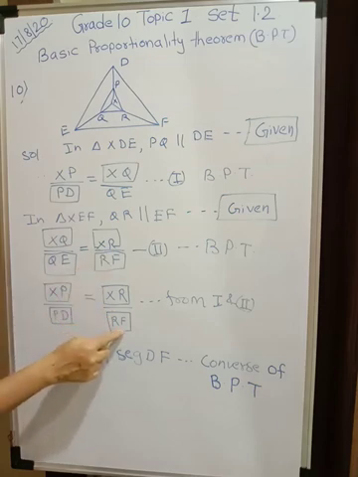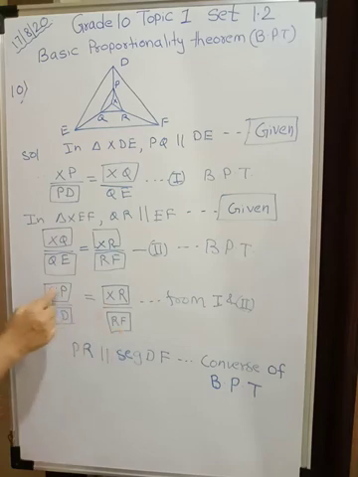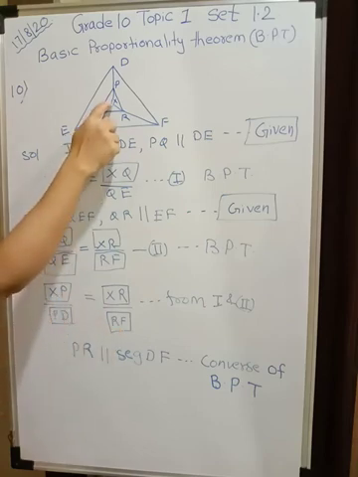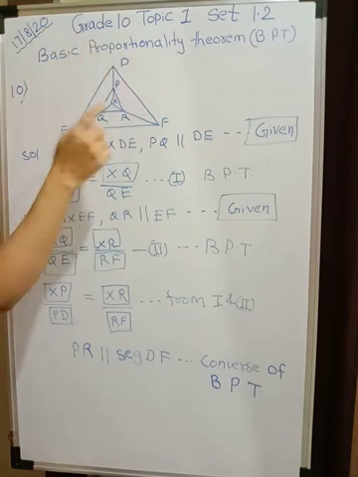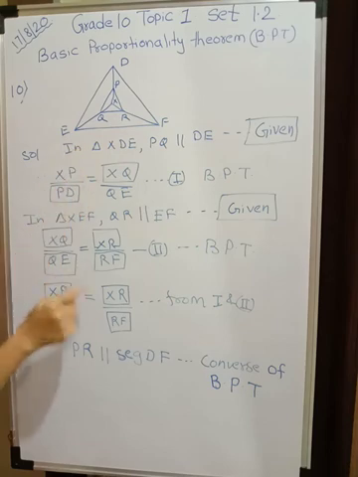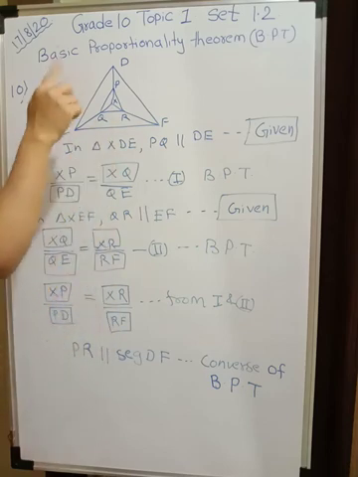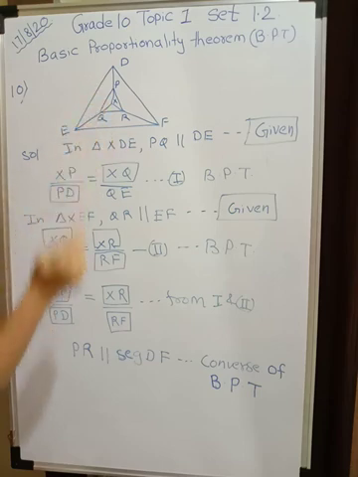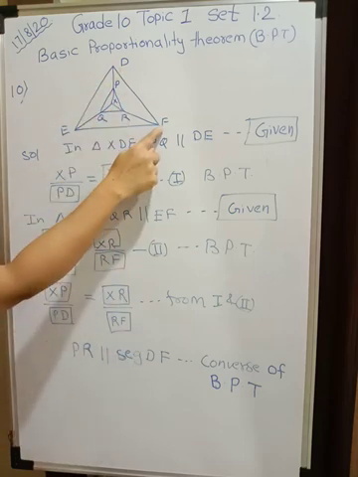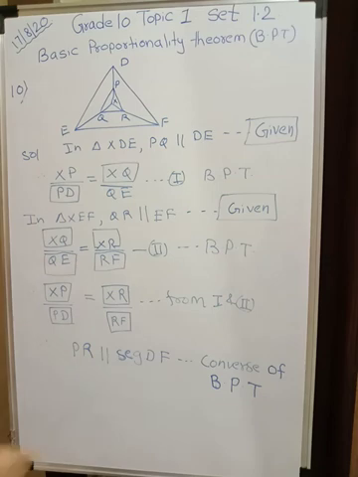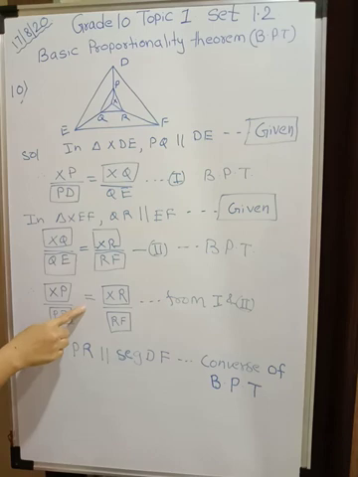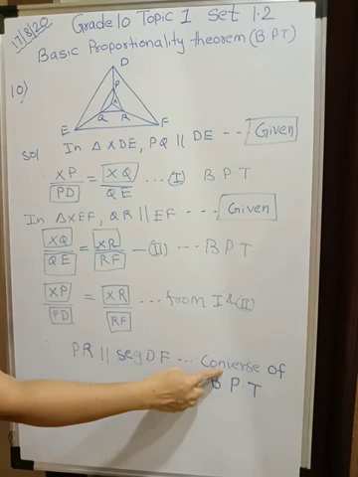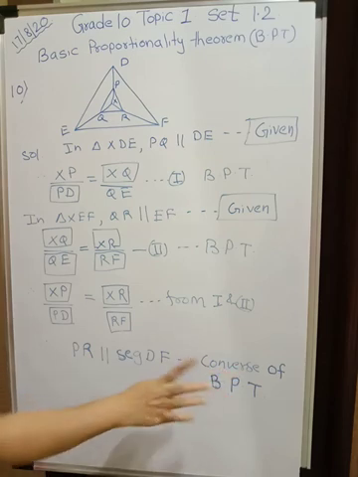Okay. Now look at the ratios XP upon PD. That means this side of the triangle is divided in the ratio XP upon PD, which is equal to XR upon RF. Now the ratios are equal. Therefore we can say PR is parallel to DF. I guess in the textbook E is written here by mistake. It is DF. This is the side DF. And therefore, because the ratios are equal, we are proving lines are parallel, we are going to use the converse of the basic proportionality theorem.